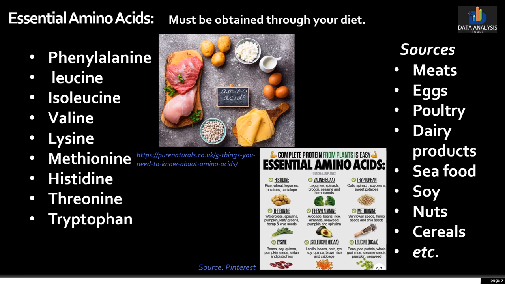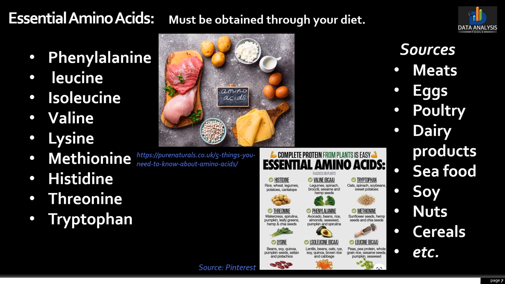As we already know, our body needs 20 different amino acids to grow and function properly. Though all 20 of these are important for our health, only 9 amino acids are classified as essential. These are phenylalanine, leucine, isoleucine, valine, lysine, methionine, histidine, threonine, and tryptophan. Unlike non-essential amino acids, essential amino acids can't be made by our body and must be obtained through our diet.